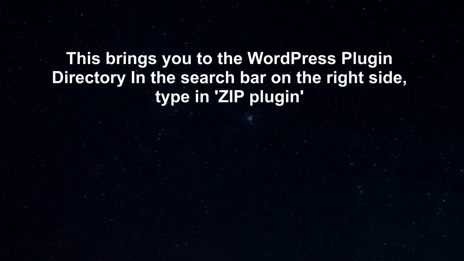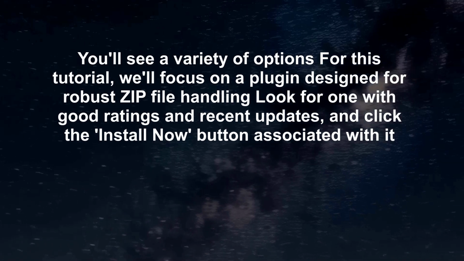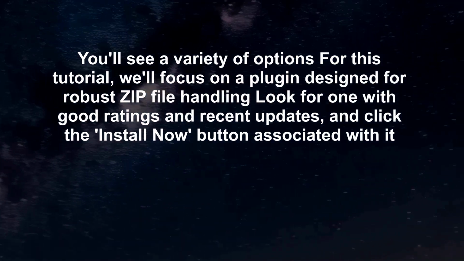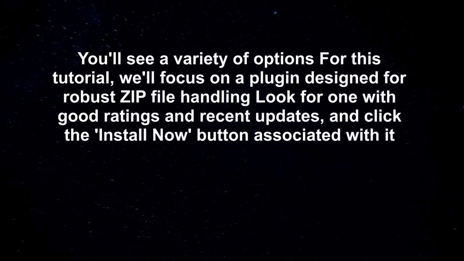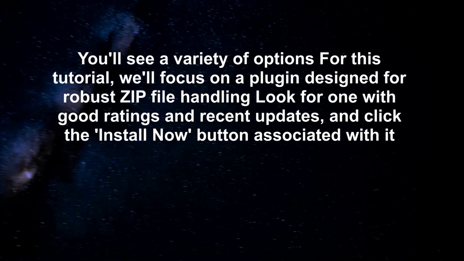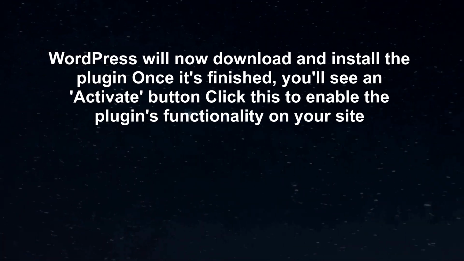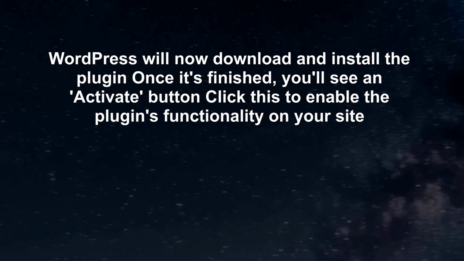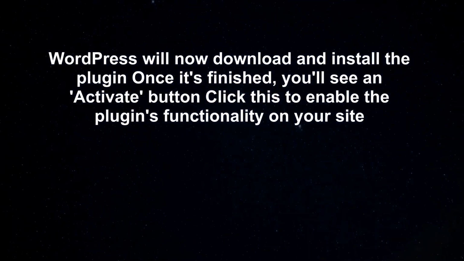Type in Zip Plugin. You'll see a variety of options. For this tutorial, we'll focus on a plugin designed for robust zip file handling. Look for one with good ratings and recent updates, and click the Install Now button associated with it. WordPress will now download and install the plugin. Once it's finished, you'll see an Activate button. Click this to enable the plugin's functionality on your site.